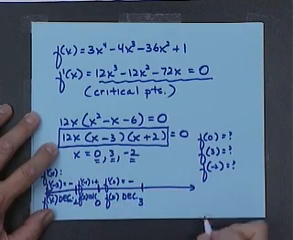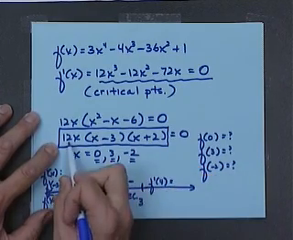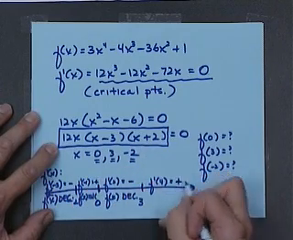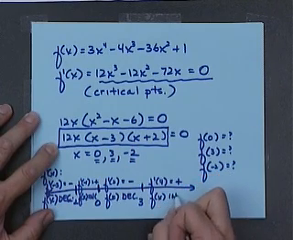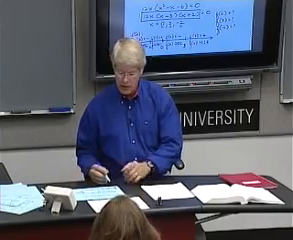And any number to the right of 3. Positive. 12 times 4 is positive. 4 minus 3 is positive. 4 plus 2 is positive. The product of 3 positives is positive. So the function must be increasing there. Is that okay? Yep. And that's all we can determine there.